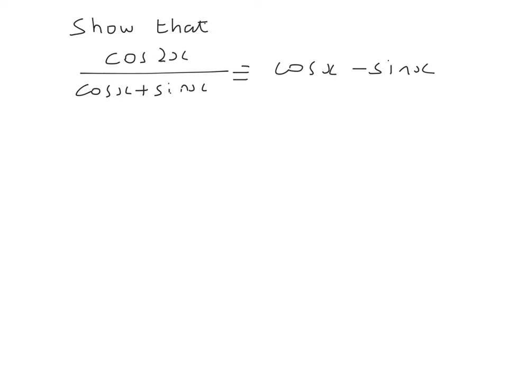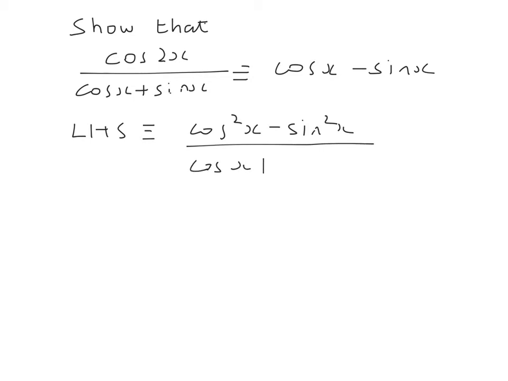Here we've got a trig proof to show. So let's look at the left hand side. Cos 2x, that I think is cos squared x minus sine squared x. And that's over cos x plus sine x.